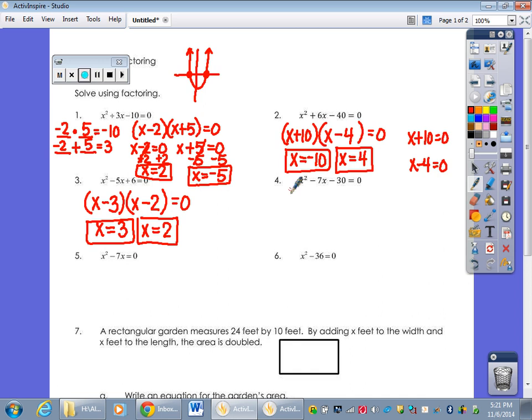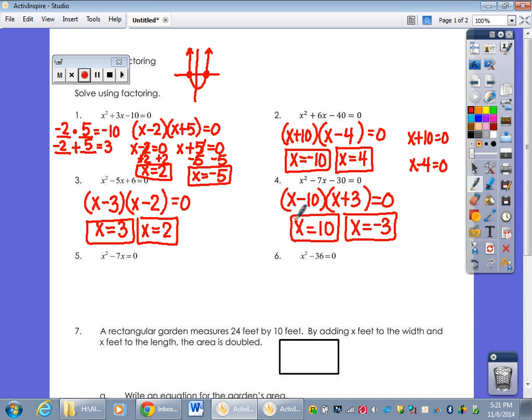On number 4, we're looking for two factors of negative 30 that add up to negative 7. It's going to be x minus 10 and x plus 3. Negative 10 times 3 is negative 30, and negative 10 plus 3 is negative 7. So to get the solution to each one of these, x is equal to 10, and x is equal to negative 3.